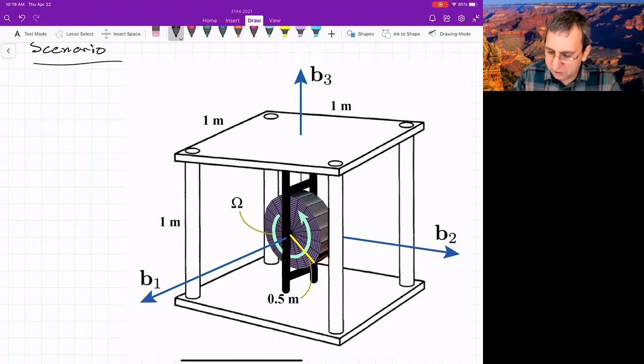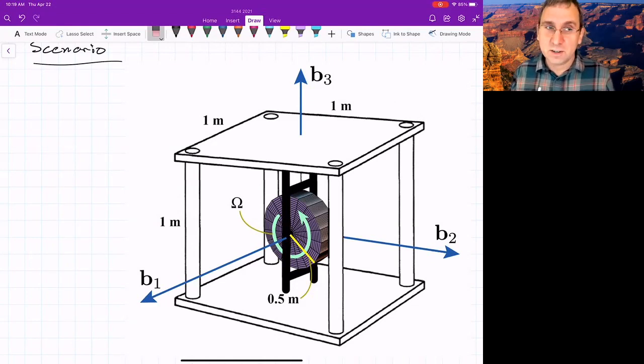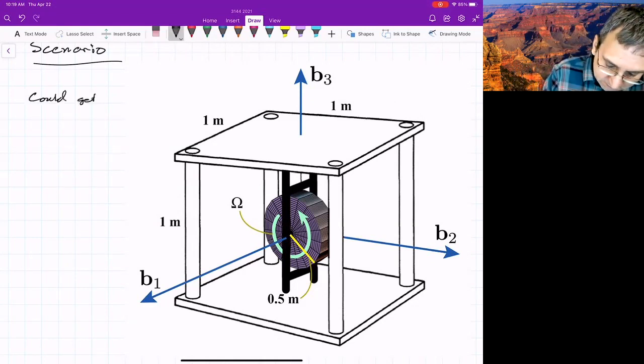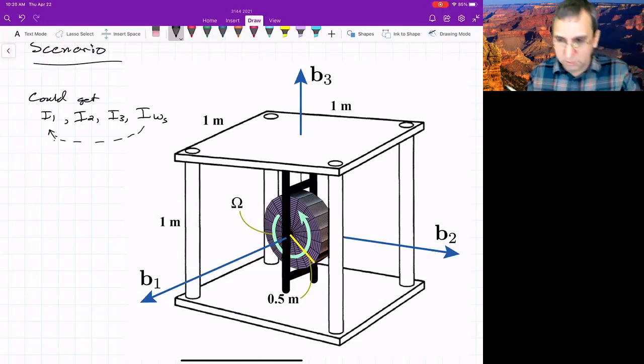And if you were told the mass of all of these things, including the flywheel, which is rigidly attached, pointing in the B1 direction. So B1, B2, and B3 are principal axes directions. And if you knew the mass and dimensions of all of these things, you could calculate the total moment of inertia and the moment of inertia of the flywheel. So you could get I1, the moment of inertia about the number 1 axis, I2, I3, even IWS, which is going to contribute to I1, but we also separately know what it is.